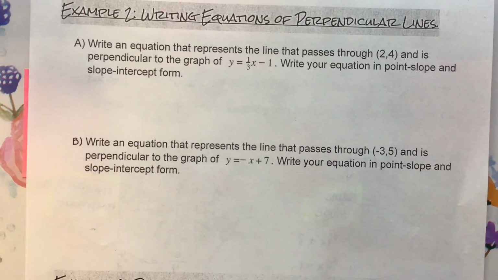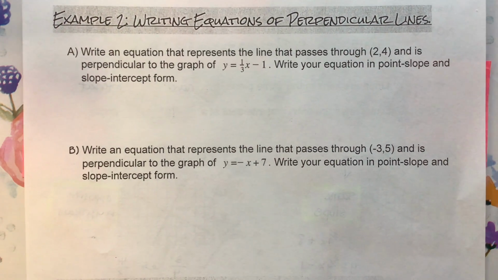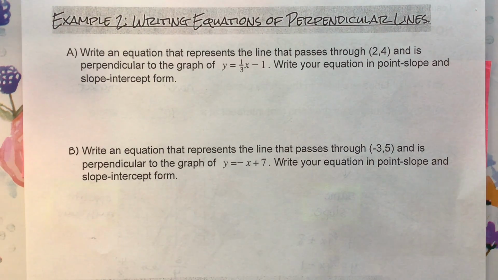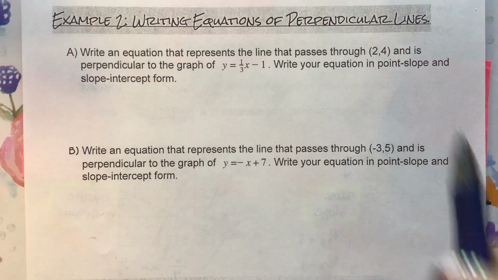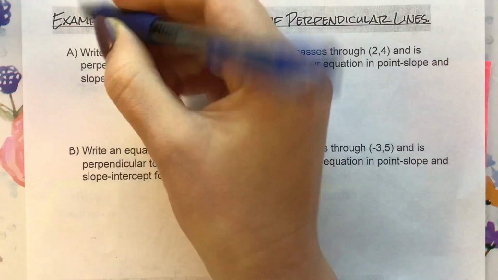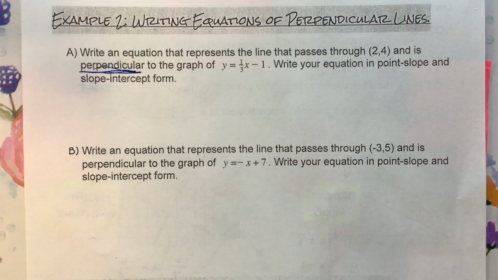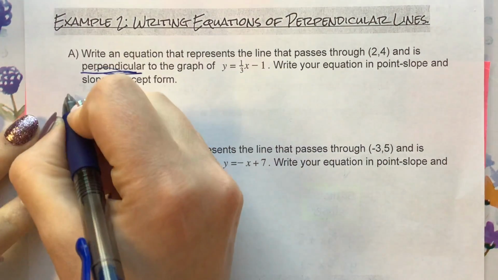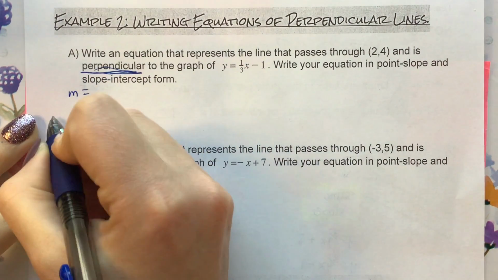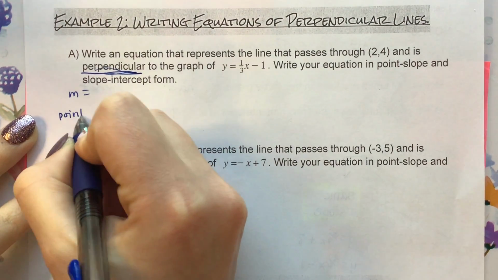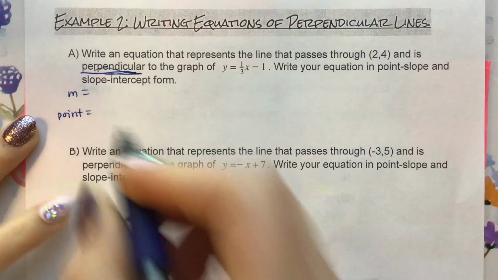Okay, let's do that same exact concept, except now we're going to do perpendicular lines. So it says write an equation that represents the line that passes through the point (2, 4) and is perpendicular to the graph y equals 1/3 x minus 1. We need to write our answer in point slope and slope intercept. Okay, so let's identify our point and our slope. m is going to equal what? And our point is going to equal what? Well, our point is (2, 4).